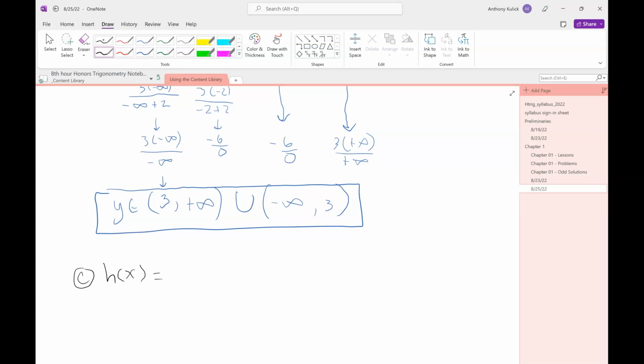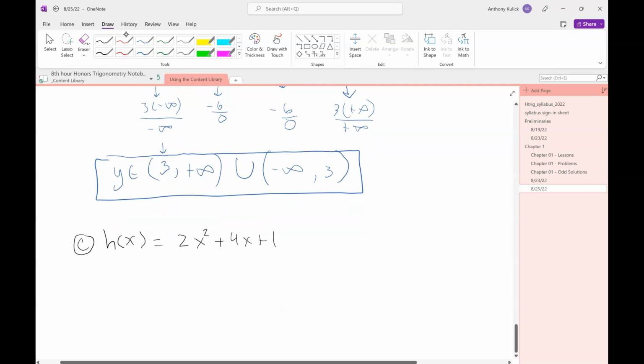Let's do this. That's a good one. Let's do that. So right away, what's the domain for this got to be? This is an Algebra 2 thing. You should just be able to look at it and tell me. All real numbers. Very good. How could you tell?